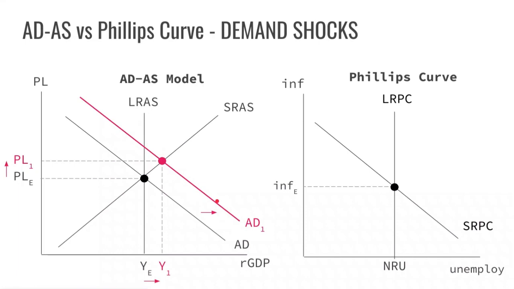So when we do this from our equilibrium point here in black, we can see that when we increase AD, the price level is going to go up and our GDP is also going to go up.